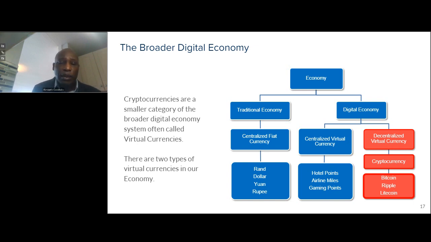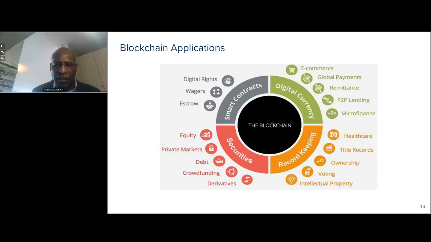When we travel on a vacation, we're used to receiving hotel points, airline miles, gaming points. If you go to Chuck E. Cheese's, you're able to get Chuck E. Cheese's tokens, and you can use that. And then you have the decentralized virtual currency, which is geared towards cryptocurrencies: Bitcoin, Ripple, Litecoin, Binance, BNB, and so forth, FTX, which is FTT. Those cryptocurrencies right now are undergoing drastic changes.